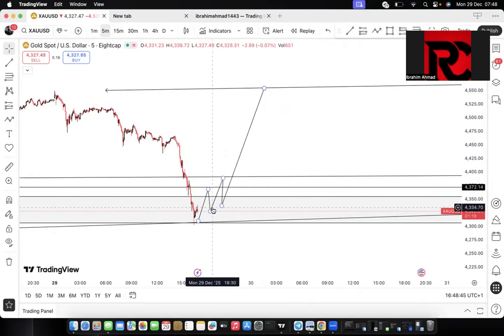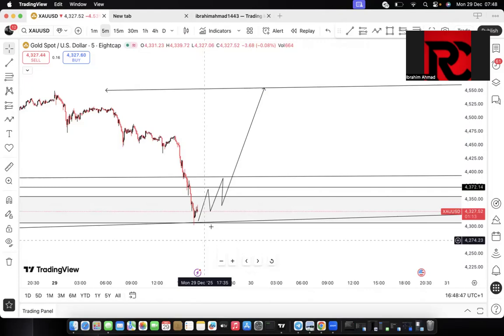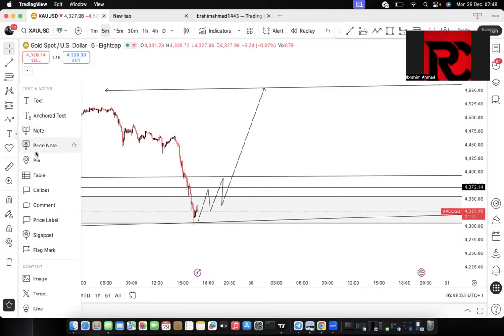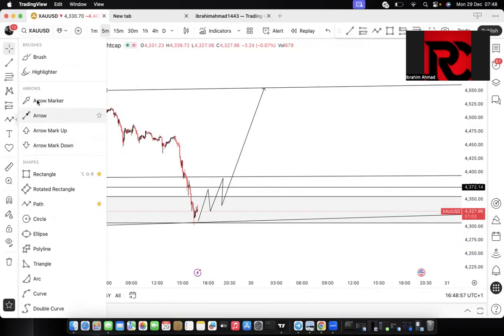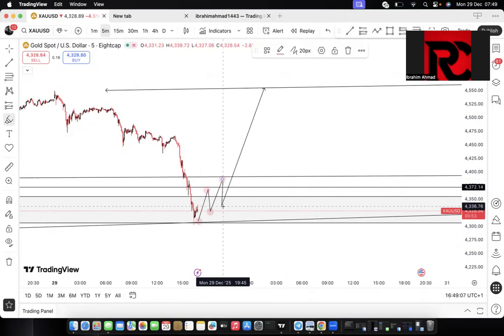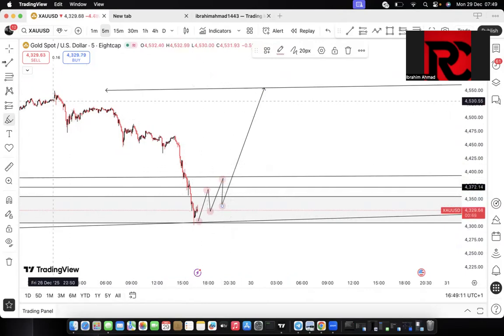So the most important thing, we just need a market structure shift. We just need to see price start forming higher highs and higher lows on the lower time frame, because we already know the direction of the market. All we're looking for is an entry, lower time frame confirmation. So you just need to see something like this, price forming a series of higher highs and higher lows on the lower time frame. All right.